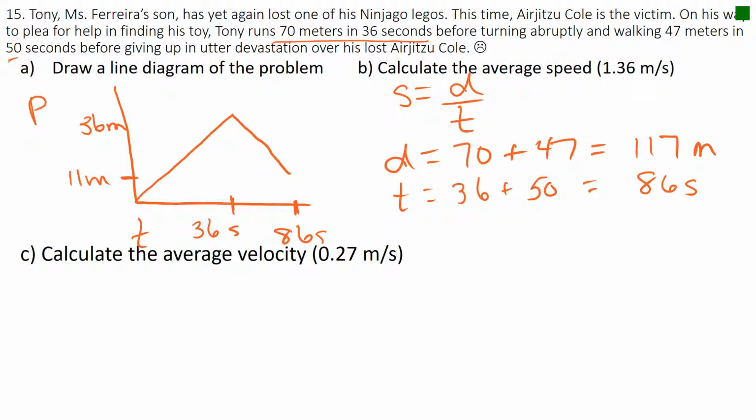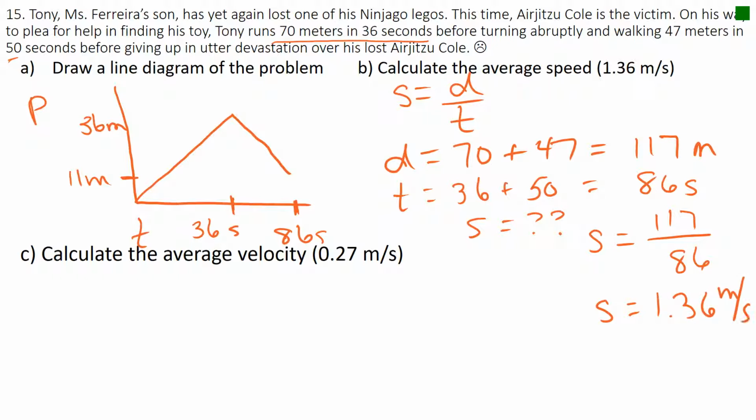So we're going to plug that in. Of course, we're looking for S. I usually forget that part. All right, so S is equal to 117 over 86. So S, it's not going too fast, is equal to 1.36 meters per second.